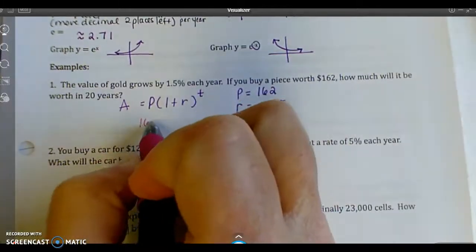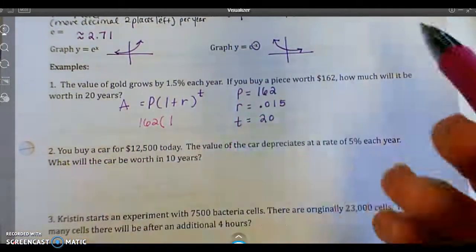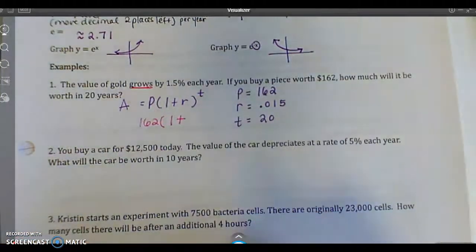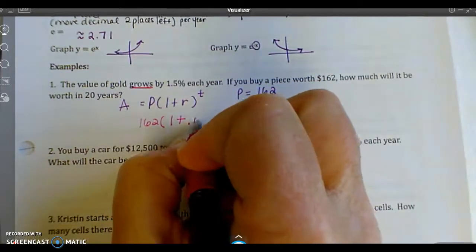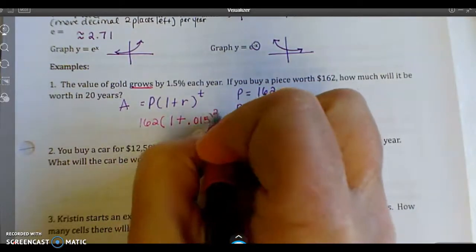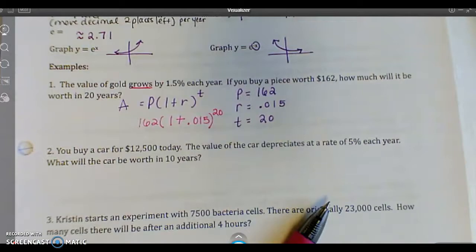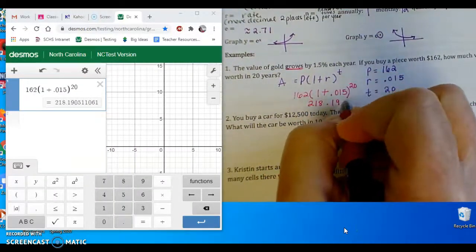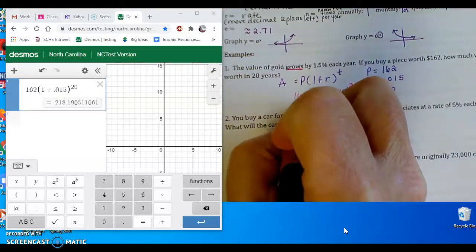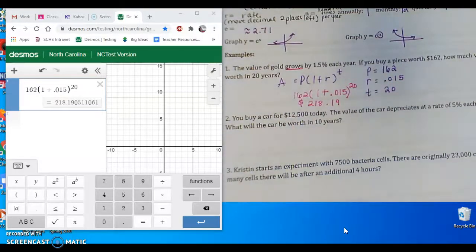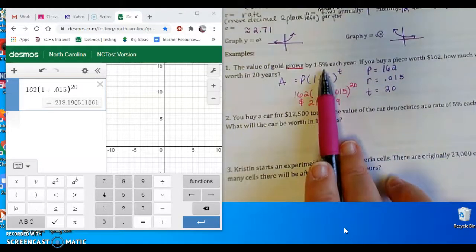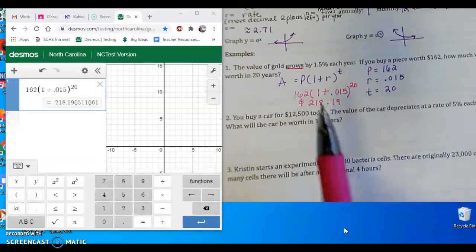So I'm going to put 162, 1, okay. It grows. Because it grows, this is going to be a plus. If it said it decreased, I'd put a minus right there. Okay. And then 0.015, and then raised to the 20. So we get 218.19. We can leave it there, since it's talking about money. So after 20 years, that $162 is going to be worth $218. 1.5% is not a lot, and that's the reason it didn't go up a lot. Okay.